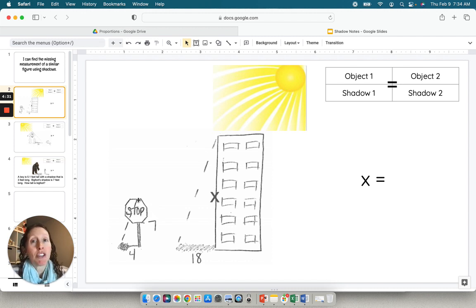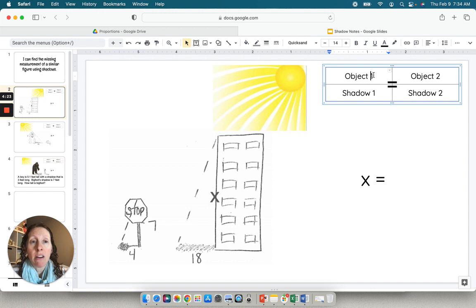So for our first object, the stop sign, it is 7 units tall and 4 units wide for the shadow. So up here for the first object, I'm going to say it has a height of 7. And then the shadow is 4. So I like to have the shadow number on the bottom because your shadow is on the ground. But if you prefer to put the smaller number on the top, you could do 4 on top and 7 on the bottom. You just then have to keep that consistency.